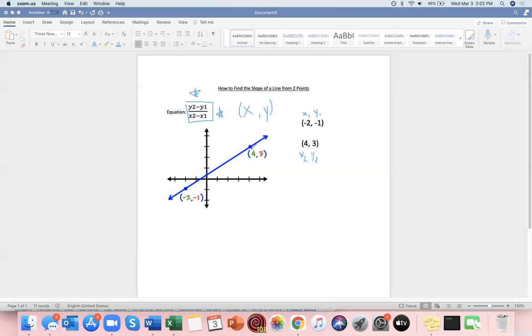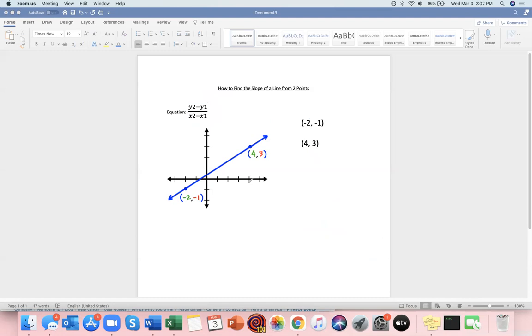Following this equation, y2 we said was 3 minus y1 we said was -1. Make sure to write that right. And x2 we said was 4 minus x1 we said was -2. If we remember our double negatives, they turn into a positive. So 3 plus 1 is 4, and 4 plus 2 is 6. If we simplify this, our answer would be 2 over 3, and that is the slope of this graph.